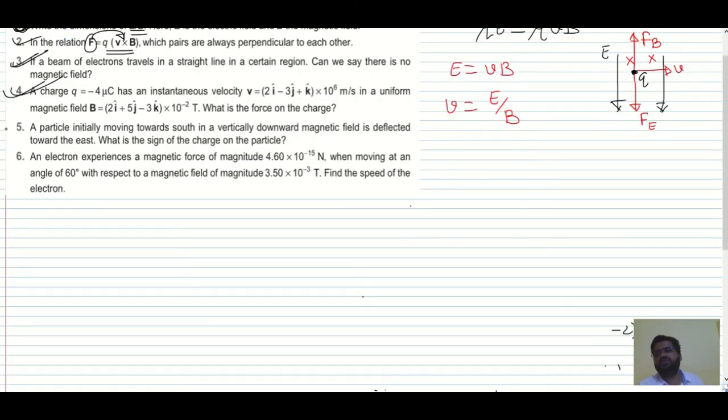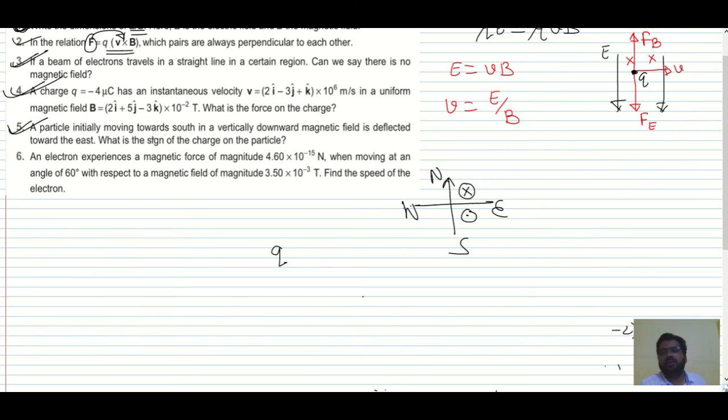So this is the fifth problem. A particle initially moving towards south. One particle is there. Suppose positive, negative, we don't know. So I am considering Q only. It is moving towards south. So I am considering this is north, this is east, this is south, this is west, this is vertically downward, and this is vertically upward.